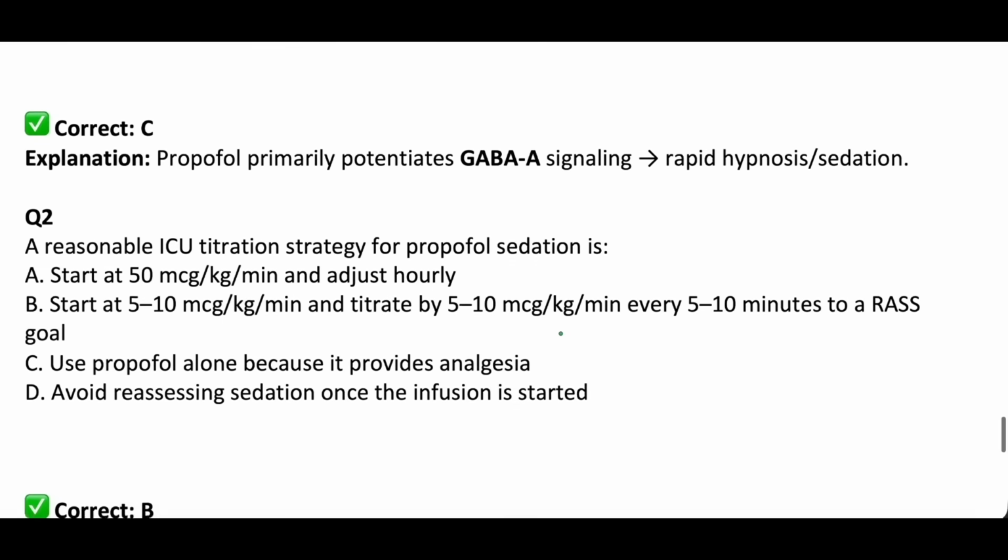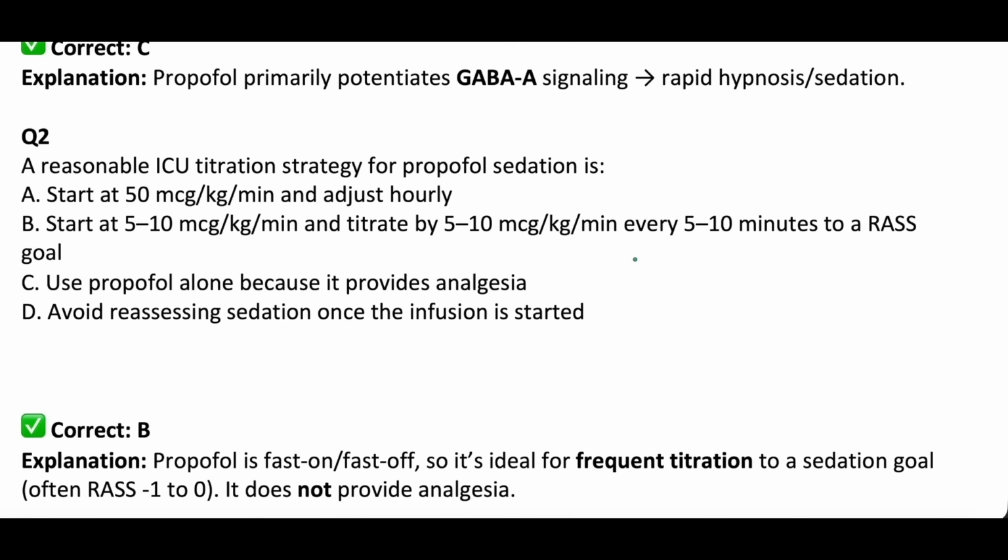The correct answer is B, right? We said propofol is fast on, fast off. Start at 5 to 10 from an educational standpoint. Titrate every 5 to 10 minutes by 5 to 10 and titrate it to your RASS goal. Okay, starting at 50 would be way too high. Propofol alone does not provide analgesia, and obviously you want to keep reassessing once sedation is started. It's not a set it and forget it.